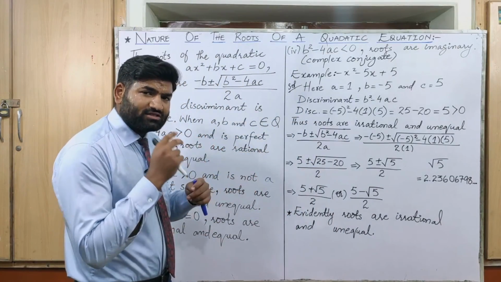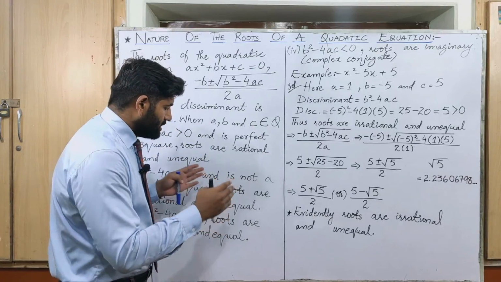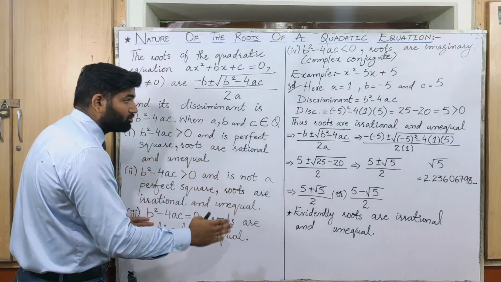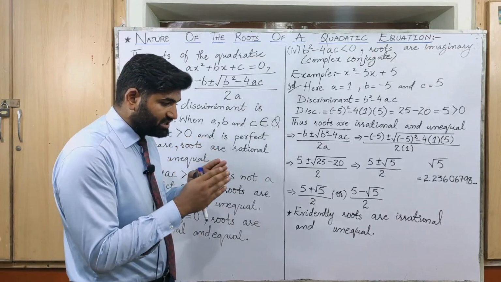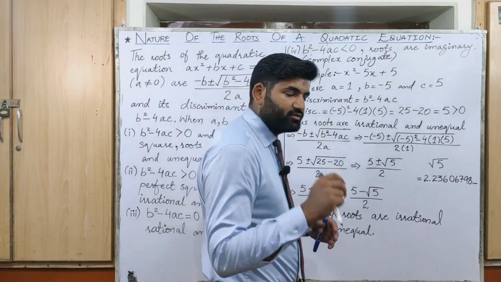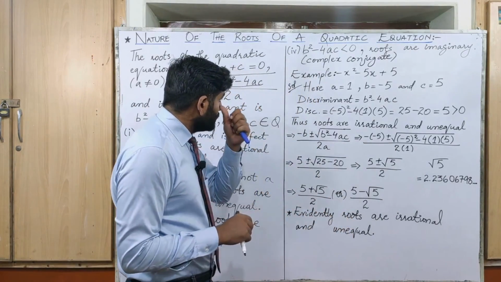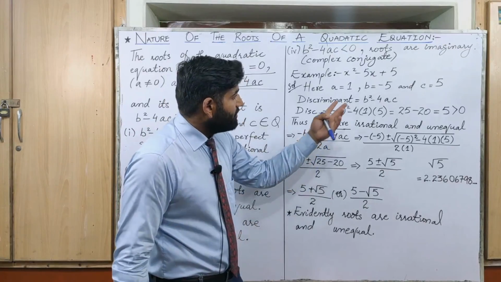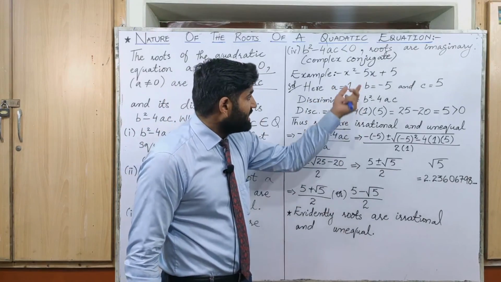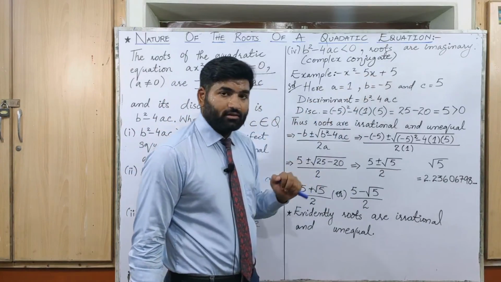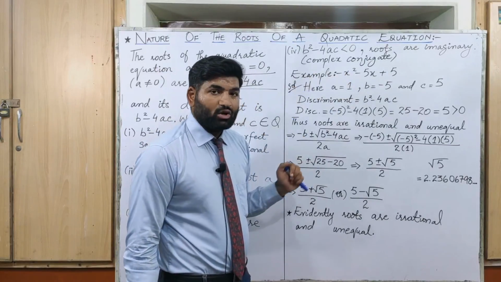I have just taken a simple example to elaborate how we can use the discriminant to find out the nature of the roots for a quadratic equation. So the example is: I have taken a quadratic equation, which is x square minus 5x plus 5. ठीक है जी, ये quadratic equation मैंने ले ली.